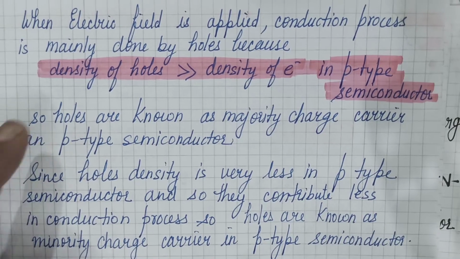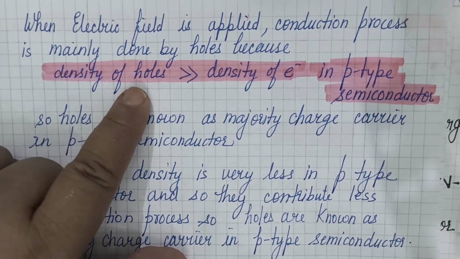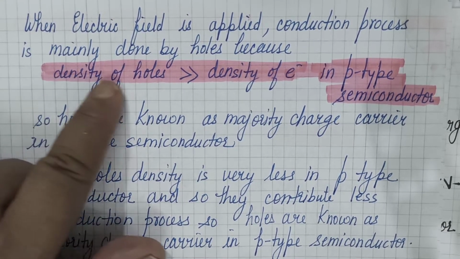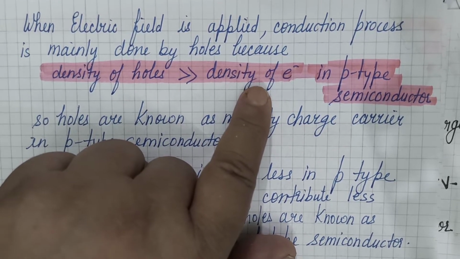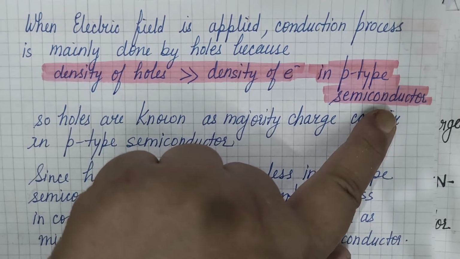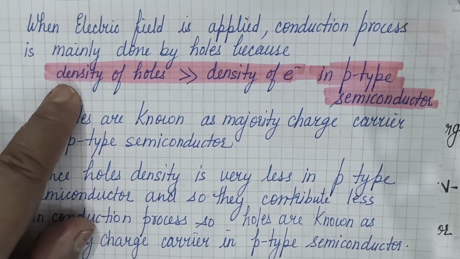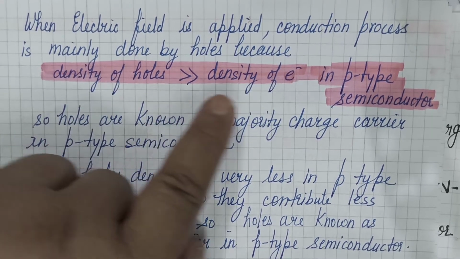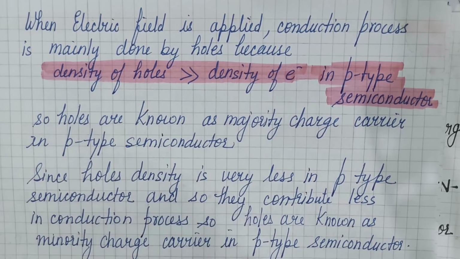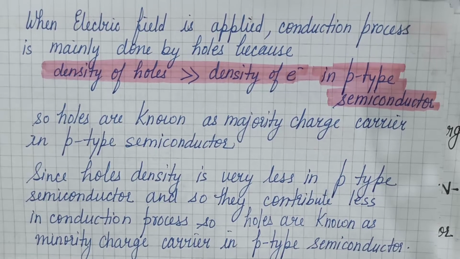You can write in short that when trivalent impurity atoms are mixed in a pure semiconductor, the density of holes is much more than the density of electrons. Such extrinsic semiconductors are called P-type semiconductors. When pentavalent impurity atoms are doped in a pure semiconductor, the density of electrons is much more than the density of holes, and such extrinsic semiconductors are called N-type semiconductors.